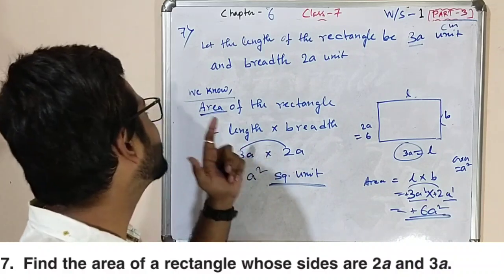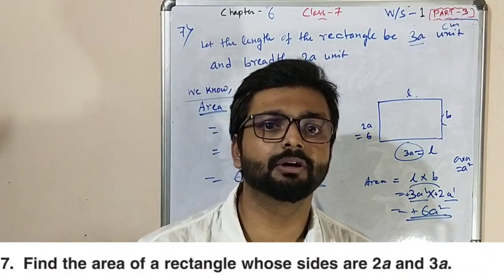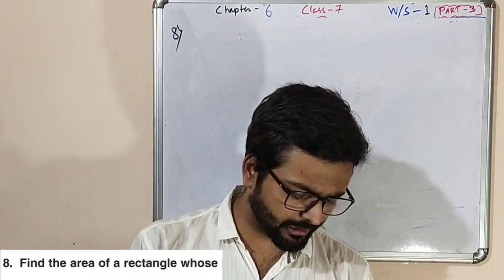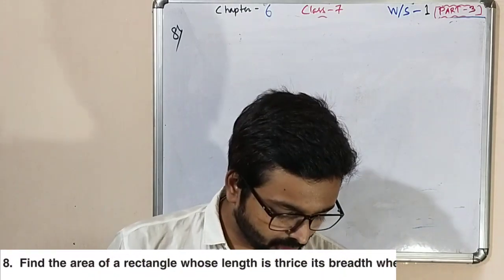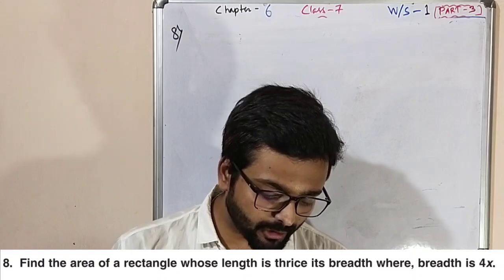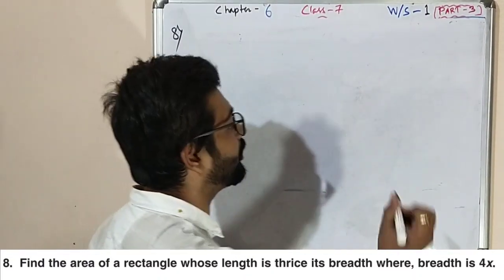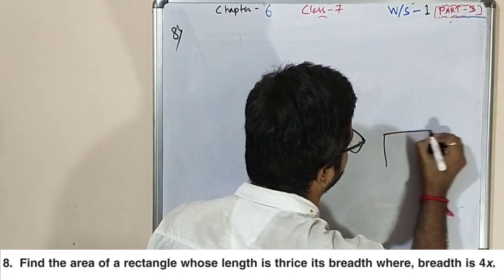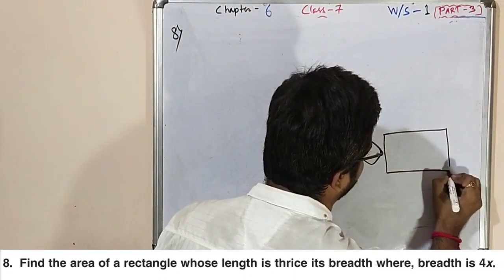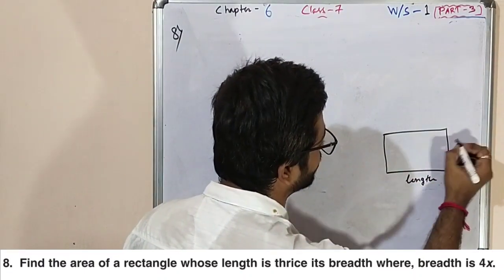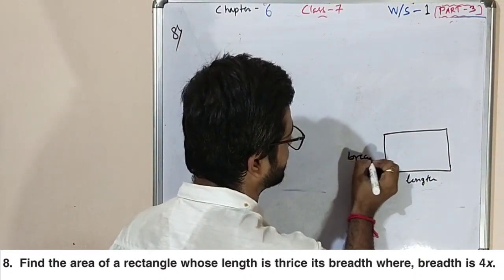Now question number 8 and question number 7 are very similar sums. So let's do that. It is told, find the area of a rectangle, again the rectangle shape. First let me draw the rectangular shape. We all know this is the length, and the smaller one is the breadth.